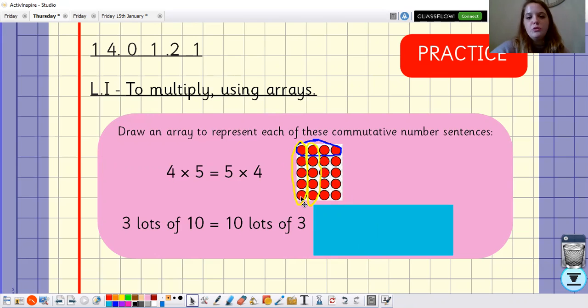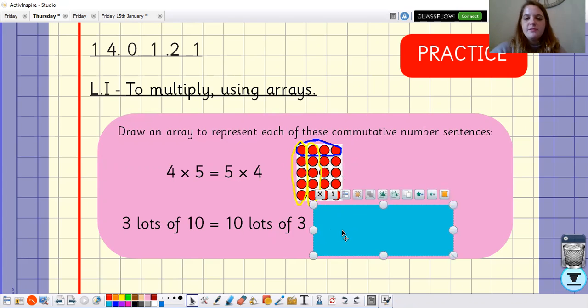Now you may have drawn this. You have 5 circles at the top and 4 rows of 5 rather than 5 rows of 4, which is okay. Now notice how the circles are all lined up. They're all underneath each other. They're not all wiggly wobbly. They're all underneath each other and next to each other.